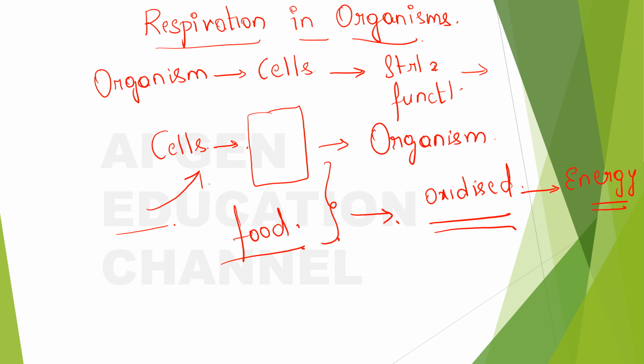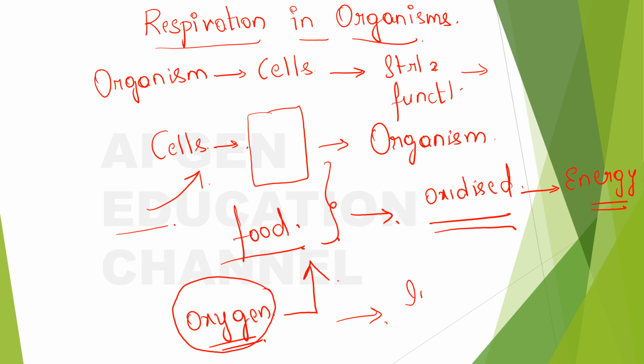How does oxidation of food happen? Just think, when I say oxidation, something is clicking in your mind, right? What is it? Oxygen, right? So your body needs oxygen, and only by using this oxygen can the food be oxidized and we get energy, right? So how is this oxygen obtained by the body? Yes, you all know, by inhalation of air, right?